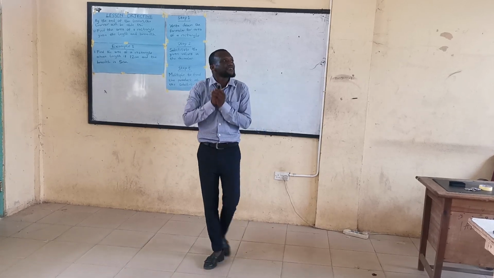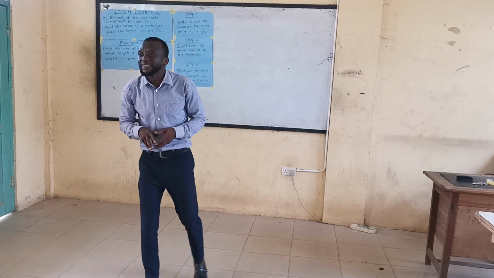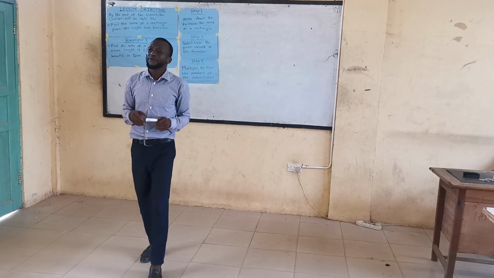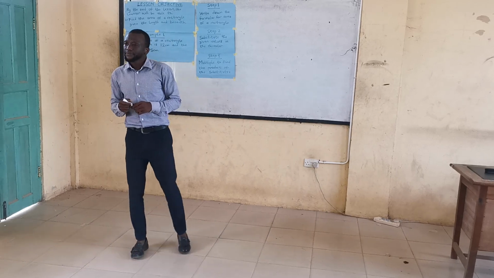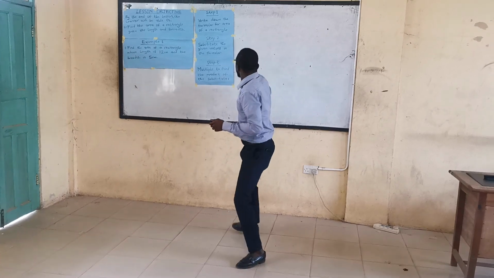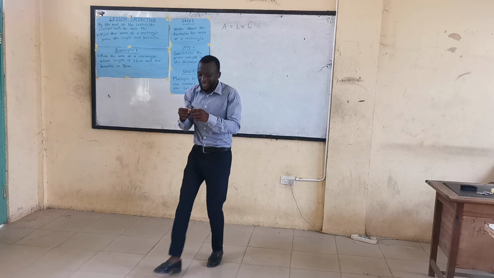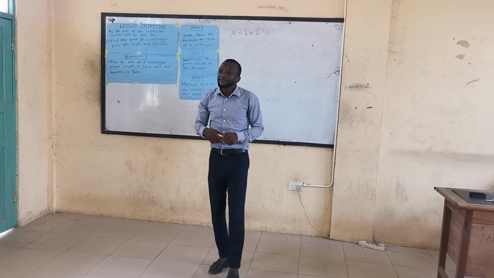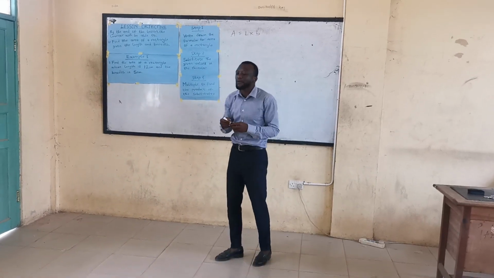Good. The first step says that we should write down the formula for the area of a rectangle. So if I may ask, what is the formula of the area of a rectangle? Perfect. So the formula is length times breadth. Then the second step says that we should substitute the given values in the formula.